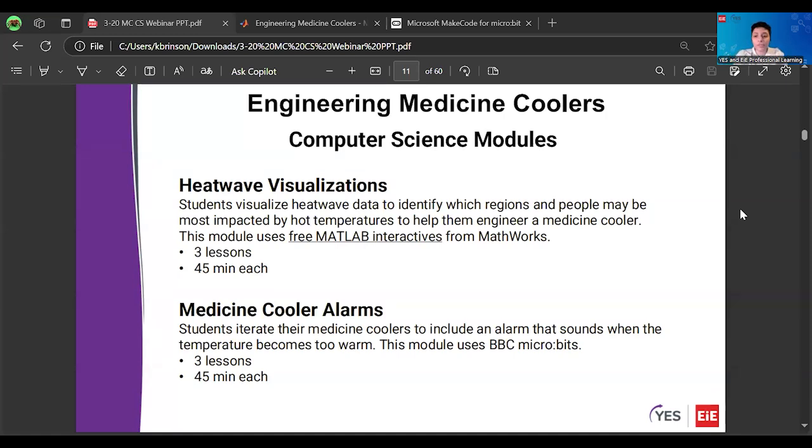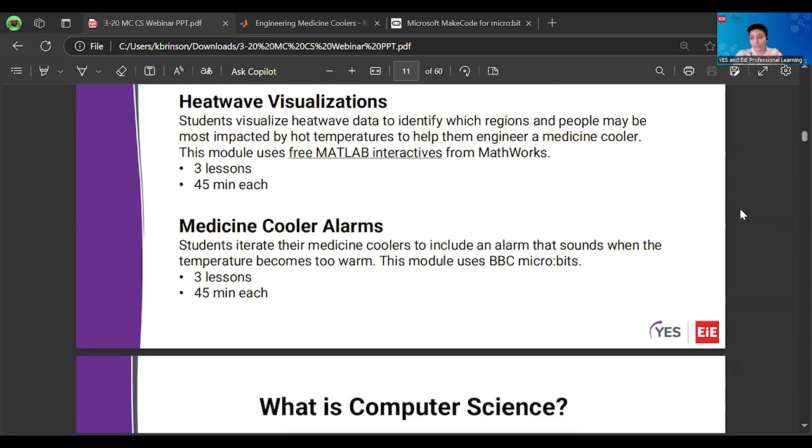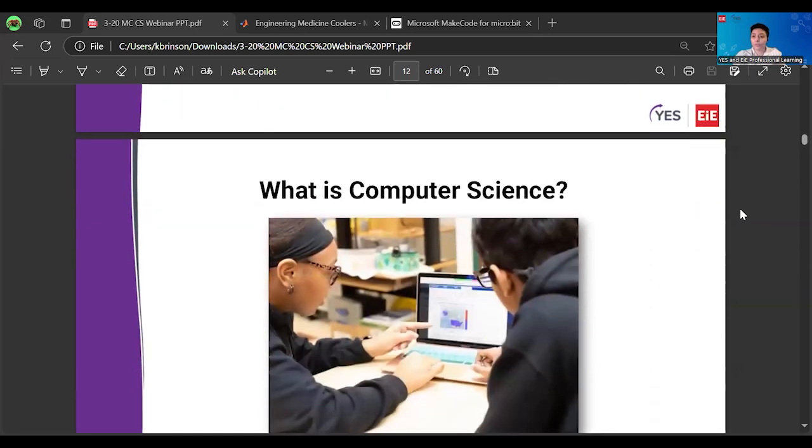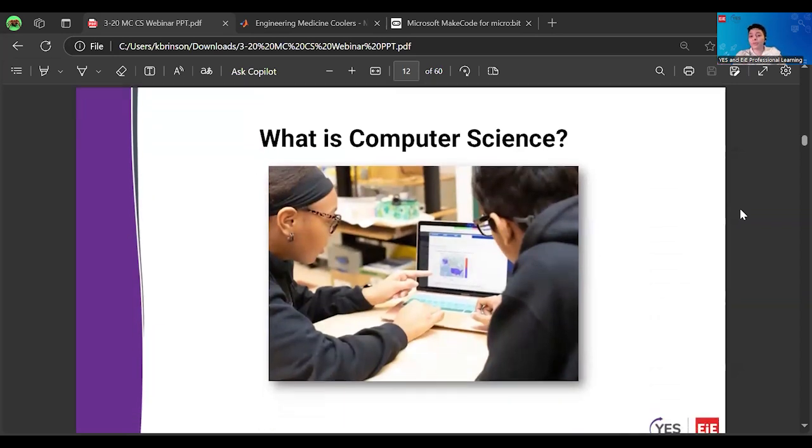But before we dive into each of those, I just want to demystify some computer science terms and explain how the YES team thinks about computer science as we make these units, so that you get a better sense of what you're looking for in your students when they're doing these modules. So first and foremost, if you were here on Tuesday, this will be a review for you, so it's okay to tune out for a second here.